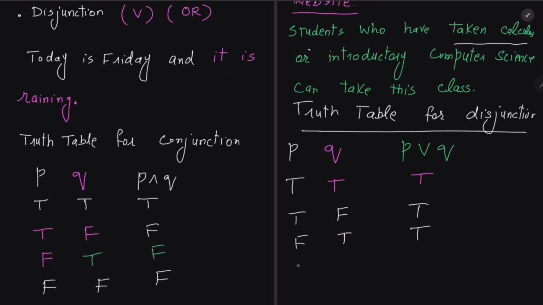If you have not taken calculus and you have not taken computer science, it means that you cannot sit in the class, and you get F, which means that the statement is false. So the statement is false. So this was all about disjunction.